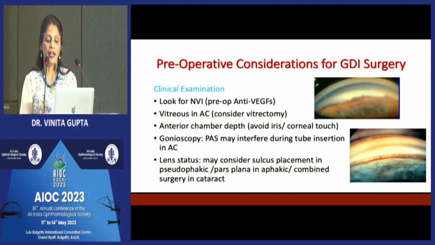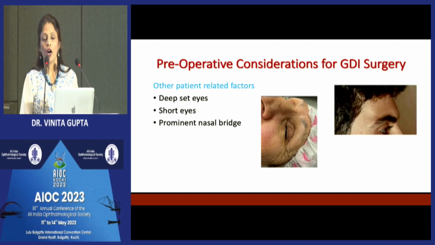Gonioscopy, again, PAS may interfere with that. Lens status you have to assess, because obviously in the aphakic eye, a pars plana approach, or in a pseudophakic eye, sulcus placement of the tube is possible. Or if there is a dense cataract, you may even do a combined approach. So these are the cases where again you have to be more careful, because this will create problems while doing your surgeries, with a deep set eye or a prominent nasal bridge.